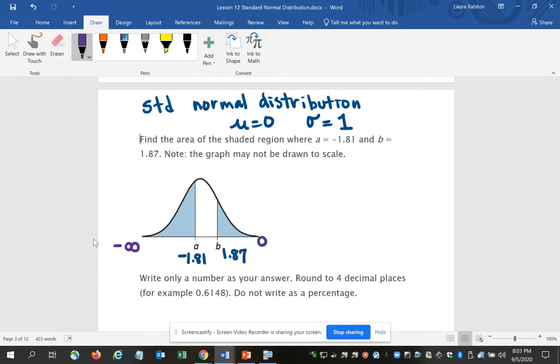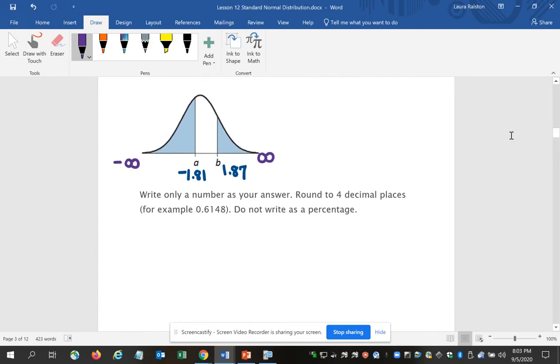The other way, 1.87, the shaded region is to the right, and again, it keeps going forever to positive infinity. Now again, there are two different ways to work this problem. The easiest way is just to think about it logically.